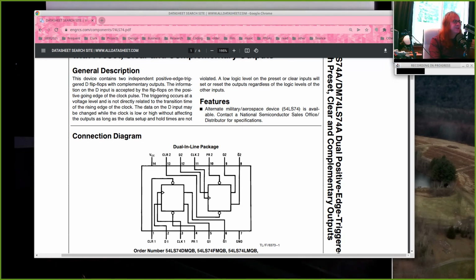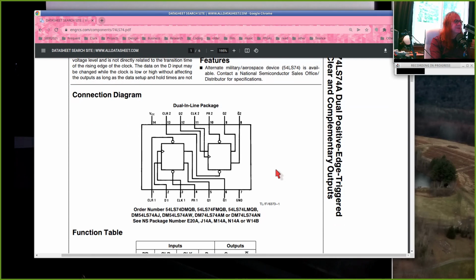So this has got two independent D flip-flops, and here's a picture of one of them. You can see the little triangle here. That's the clock input. That says this is a positive edge-triggered device, and that input comes from pin 3. It's called clock 1.